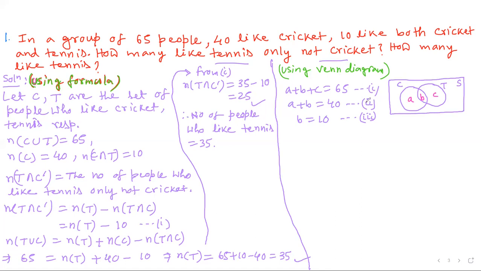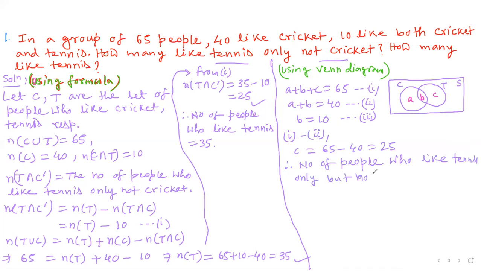If you apply equation number 1 minus equation number 2, then you will get the value of C, that is equal to 65 minus 40, that is 25. So the value of C we are getting is 25. That means the number of people who like tennis only but not cricket is equal to 25.